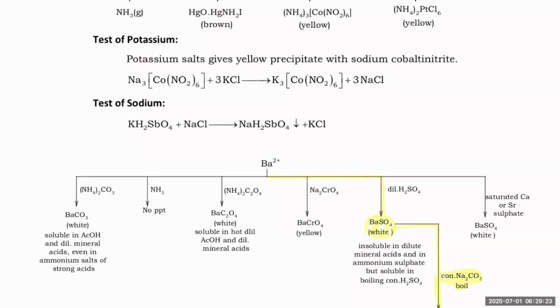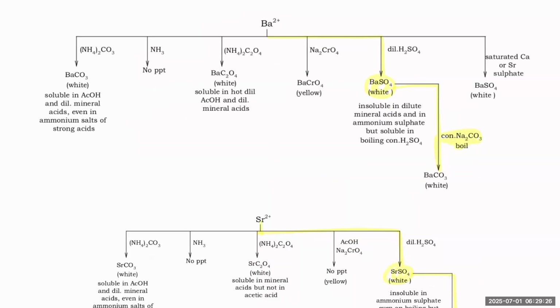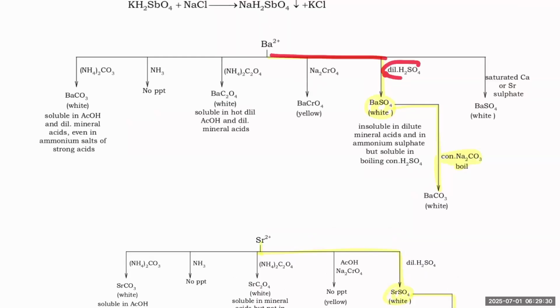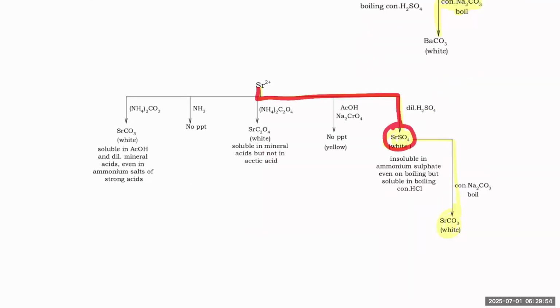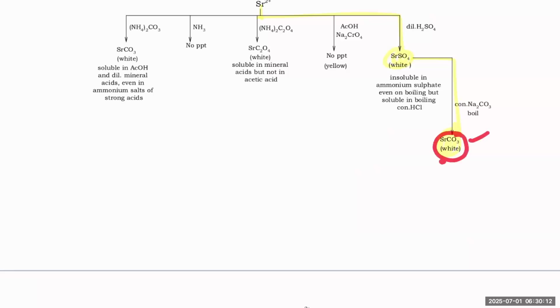Clear, beta? Only barium, if you want to confirm, what are the confirmatory tests for barium? First, with dilute H2SO4, it will become a white color PPT, and this is insoluble in HCl. So white color PPT, if you add dilute HCl, it will remain insoluble. But if you react with concentrated Na2CO3, it will boil off the sulfate form and convert itself into carbonate precipitate. Strontium, when you react with dilute H2SO4, becomes SrSO4. It is insoluble in ammonium sulfate, but soluble in boiling concentrated HCl. And thereafter, you react with concentrated Na2CO3, and then you will get SrCO3, which is a white color PPT here.